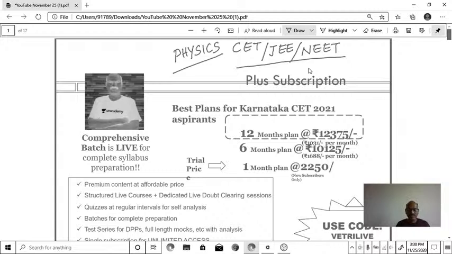Welcome once again, all. Today we are going to discuss the important capsule concept of wave optics. It will be very helpful for all the aspirants who are preparing for CET, JEE and NEET.